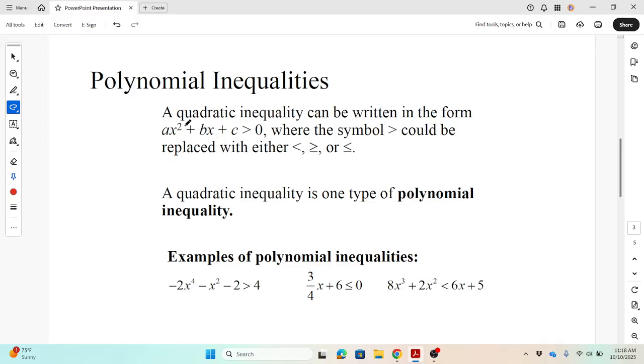Although functions like linear function and quadratic function can be solved using the very same process, we can set up the inequality and solve the very same way I did before. Some of the examples: this is a degree 4 polynomial, this is a linear, this is cubic. You have to bring everything on one side and then solve the inequality.